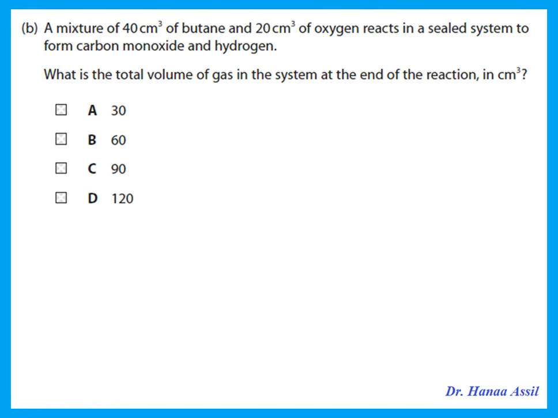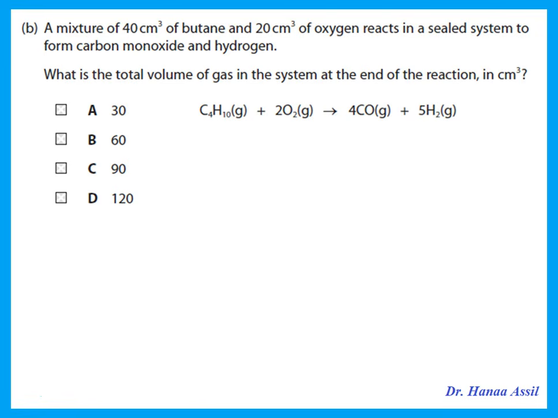A mixture of 40 cm³ of butane and 20 cm³ of oxygen. Remember, this was the equation. So he is reacting 40 cm³ of butane with 20 cm³ of oxygen in a sealed system to form carbon monoxide and hydrogen. What is the total volume of gas in the system at the end of the reaction?